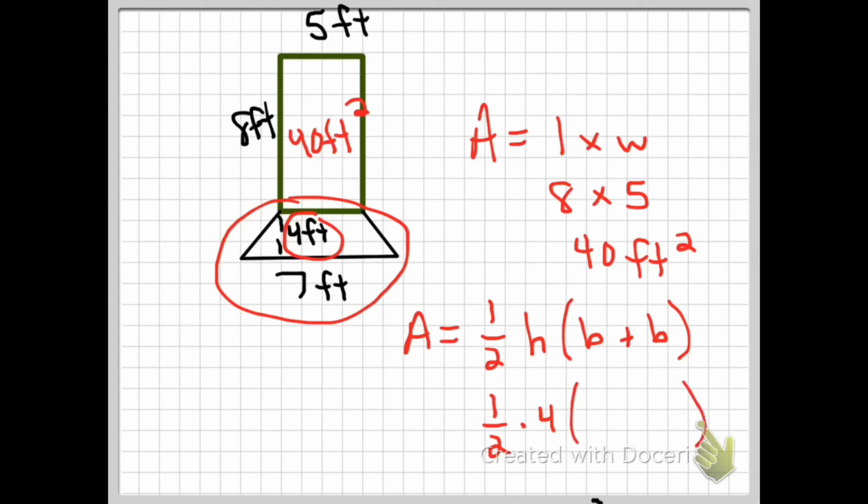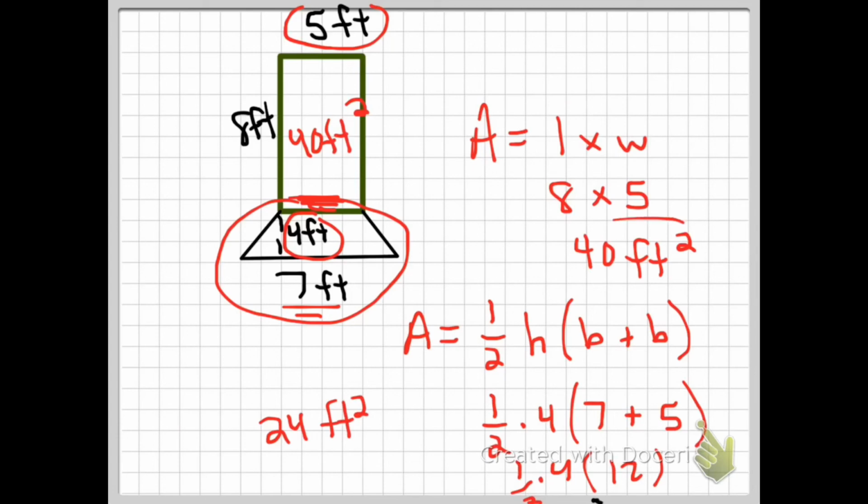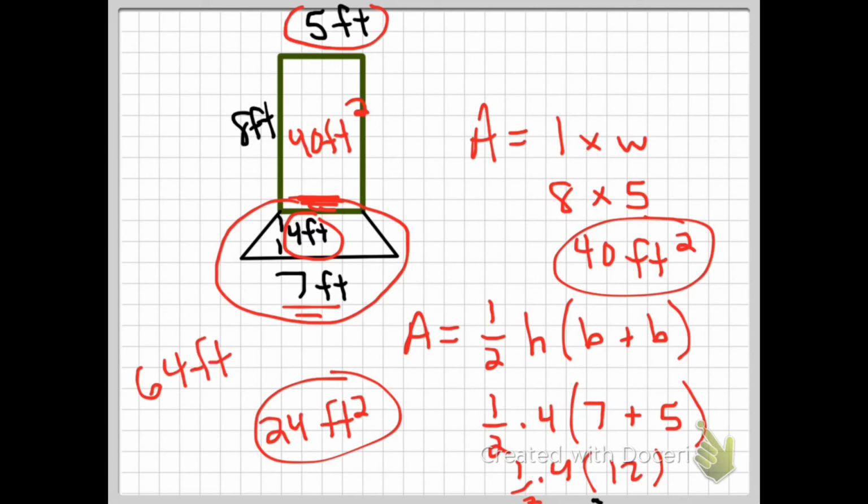Now the bases. Obviously this is one of the bases, 7, plus the other base. Well, I don't see anything up top, but guess what? It's the same as up here. They're equal, this 5. So the other one is 5. We add these together, order of operations, 12, and you could plug this all into the calculator at once. So we have 48. Cut that in half, and that'll be 24 feet squared. This plus this will give us 64 feet squared.